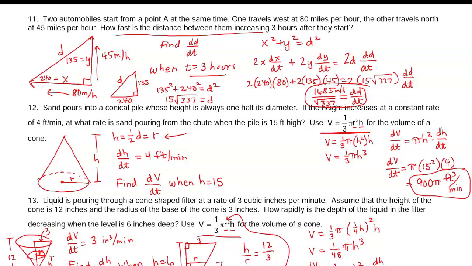There are 1, 2, 3 unknowns. I have dV/dt. I have h in the snapshot, so I can get dh/dt. 3 equals 1/16 pi times 6 squared times dh/dt. So that means dh/dt is 4/3 pi inches per minute.